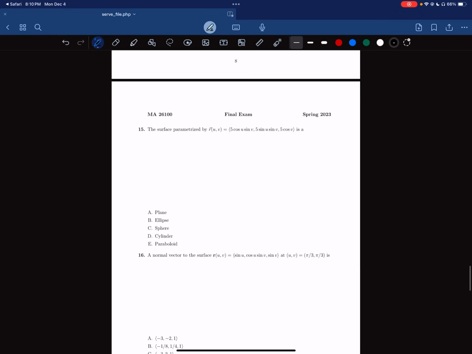Number 15, the surface parameterized by r of u v equals 5 cos u sine v, 5 sine u sine v, 5 cos v is a what? Plane, ellipse, sphere, cylinder, paraboloid. Okay. I think what makes the most sense here is, we've seen this kind of surface before, and it looks oddly familiar, similar to spherical coordinates, where remember x equals rho sine phi cos theta, y equals rho sine phi sine theta, and z equals rho cos phi.